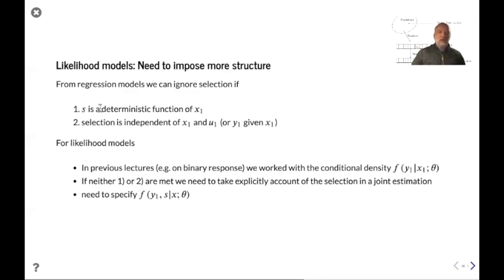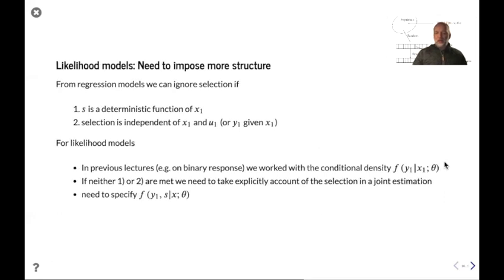If neither of these two cases mentioned above is met, then we need to explicitly take account of the selection in a joint estimation. It's not enough to just do the conditional distribution of y given x1. We need to again condition on selection, because that is the data that we have. We have data on the selected sample. In order to do that, we need to actually specify the joint distribution of the outcome variable and the selection variable. And so now we need to impose more structure.